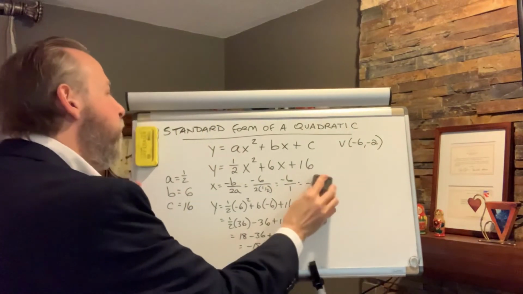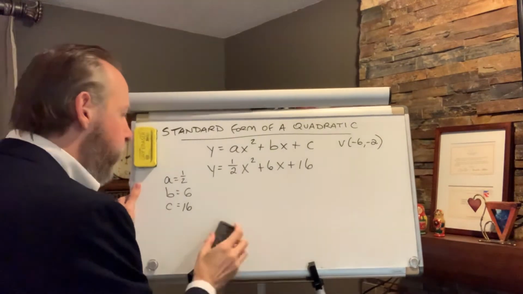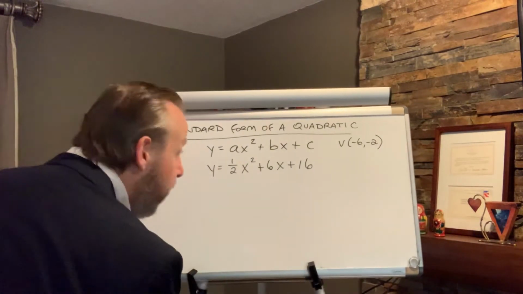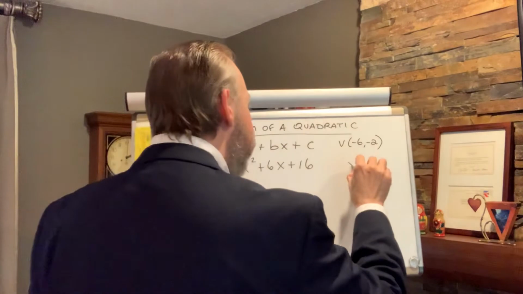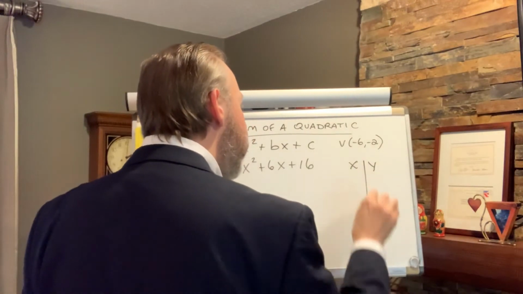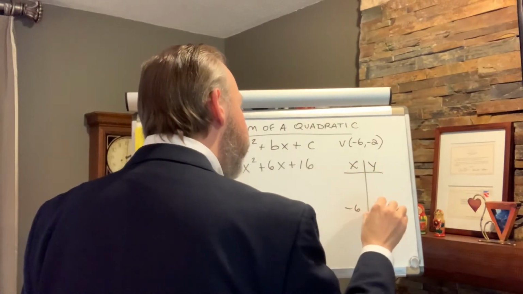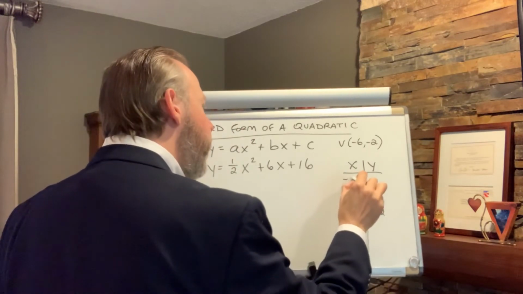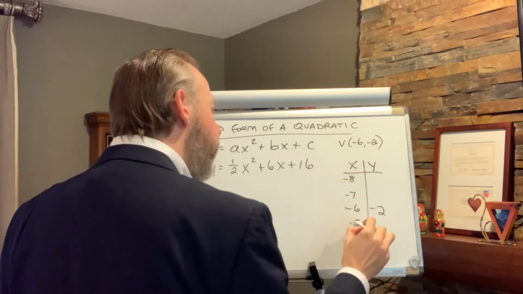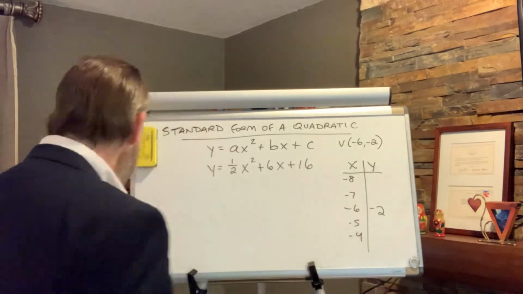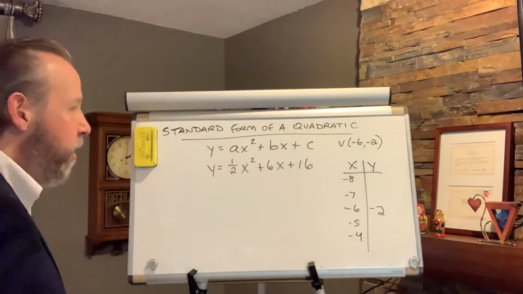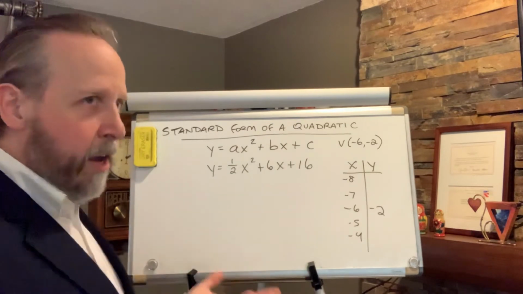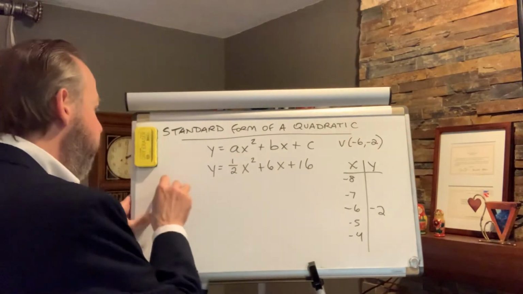And then we will do what we always do, which is we make a t-table. Negative 6, negative 2 is right there in the center. So I'm going to go negative 7, negative 8, and negative 5, negative 4. So far, so good. Okay, so let's just take a value, plug it in, see what you get.